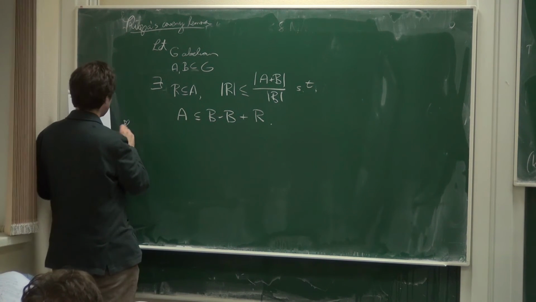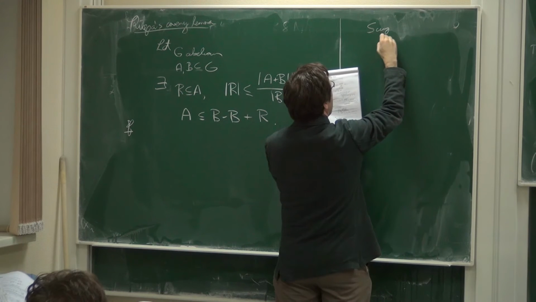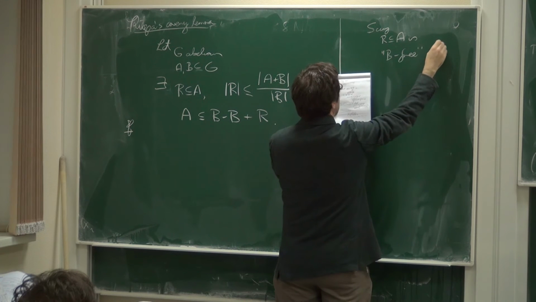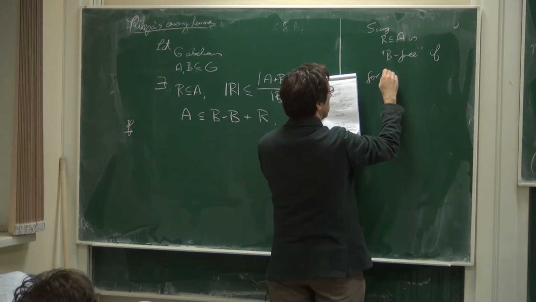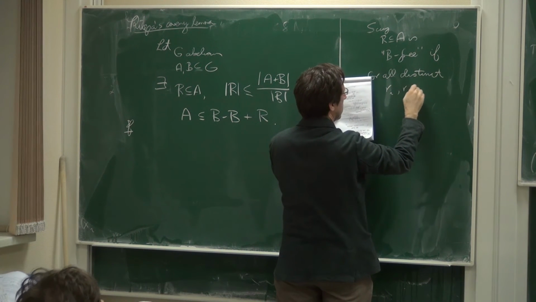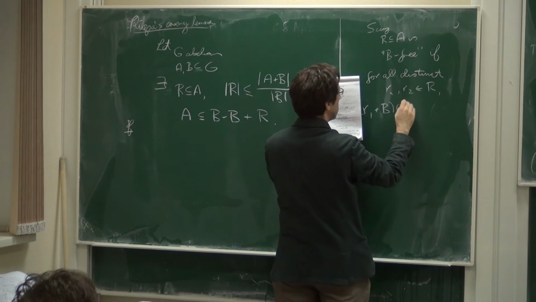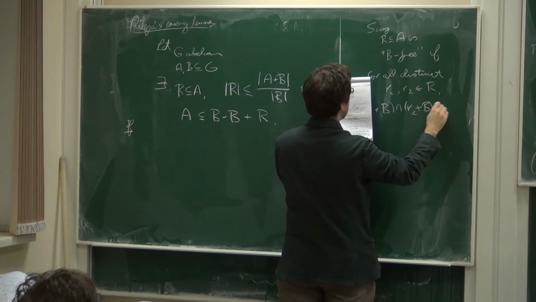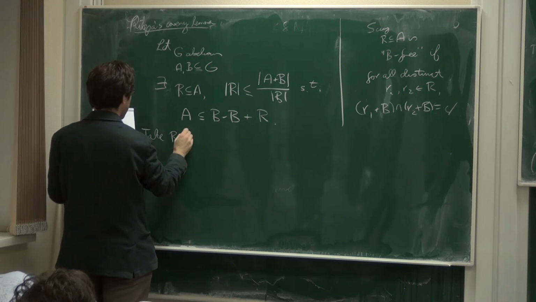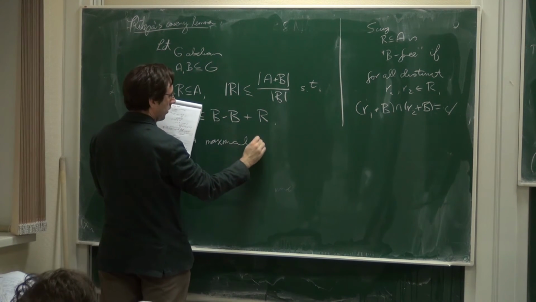So first a little definition will help us. Say R in A is B-free if for all distinct R1, R2 in R, R1 plus B does not intersect R2 plus B. So what we're going to do is take a maximal B-free subset.